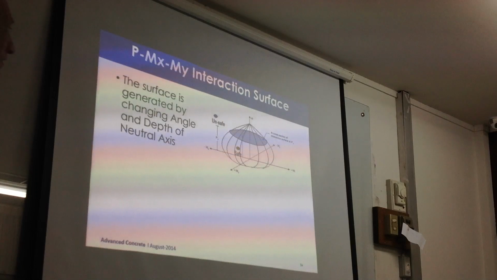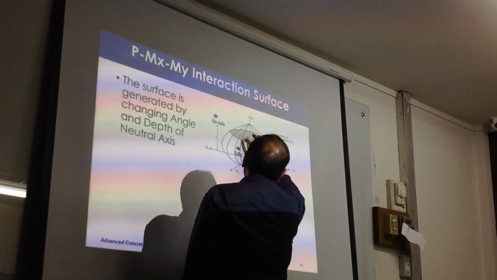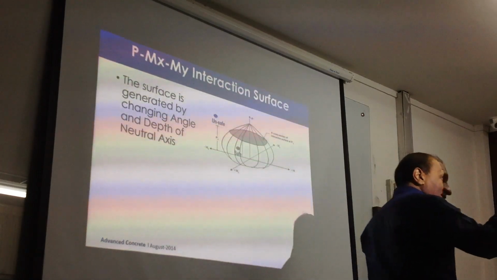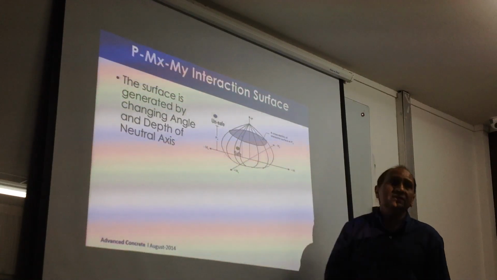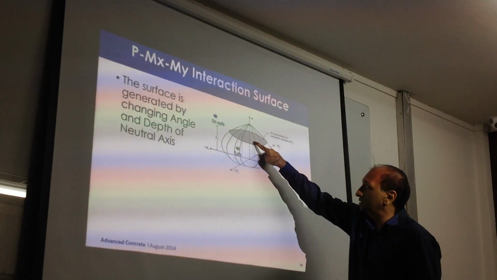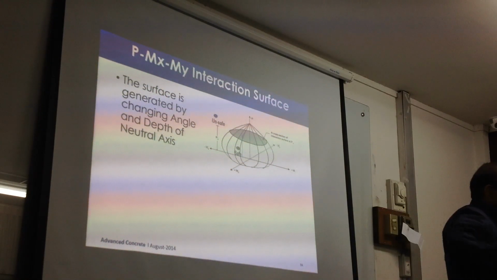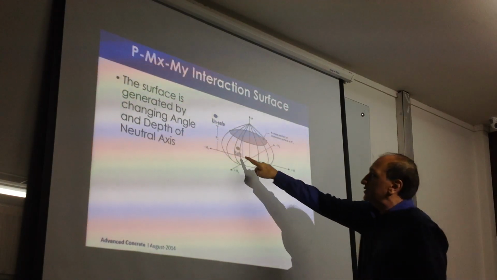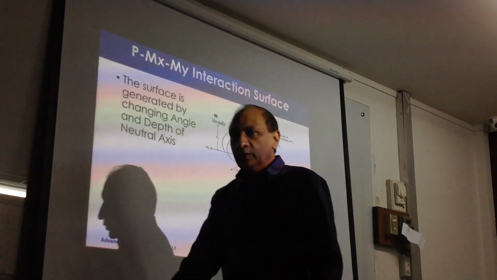We have already talked about it. Just to give you another idea, just summarize that this is an interaction surface which looks like an onion, right? And then each line represents one direction of neutral axis. Each point represents one location of neutral axis depth. So by changing the neutral axis direction and the depth, we can generate this surface. Any point which is inside is safe, any point which is outside is unsafe. Right? So we know these things.